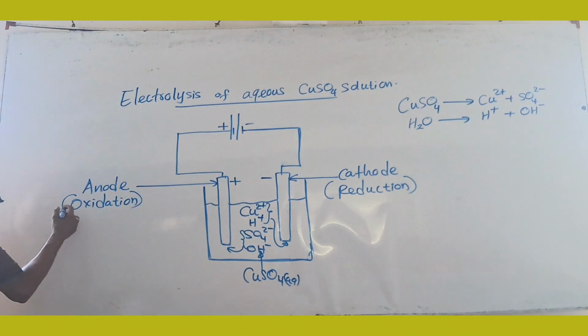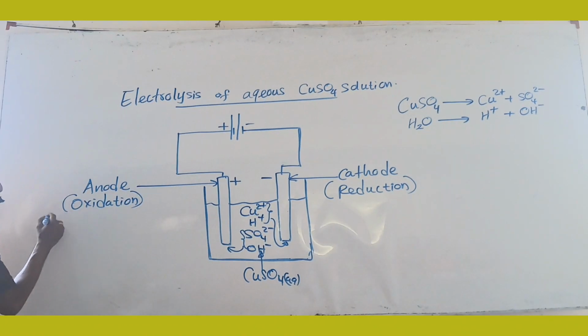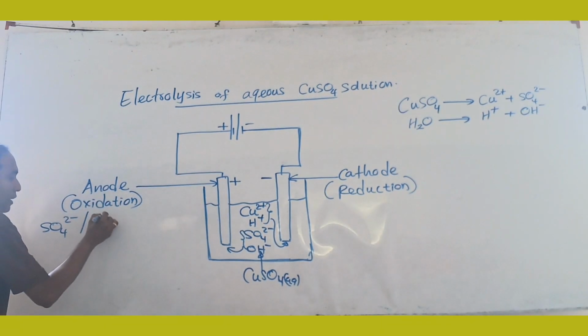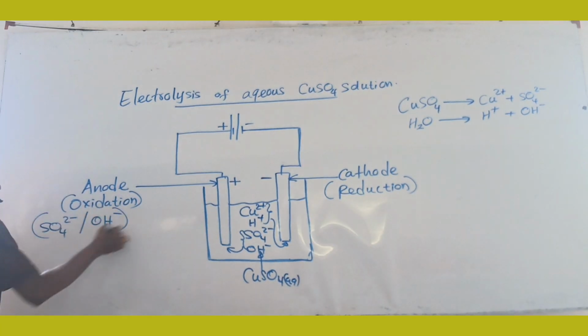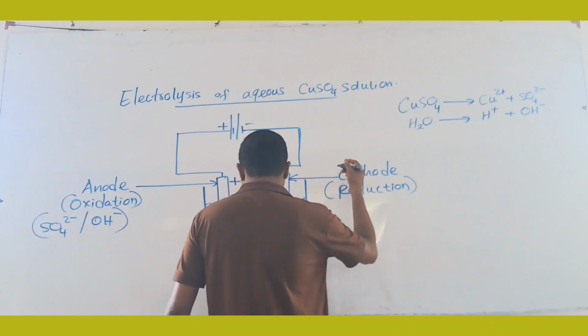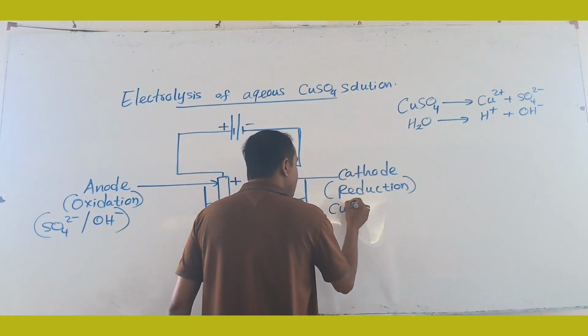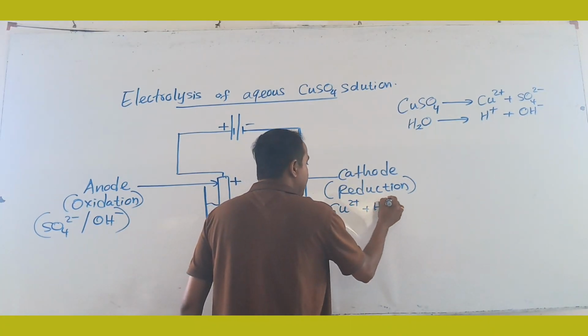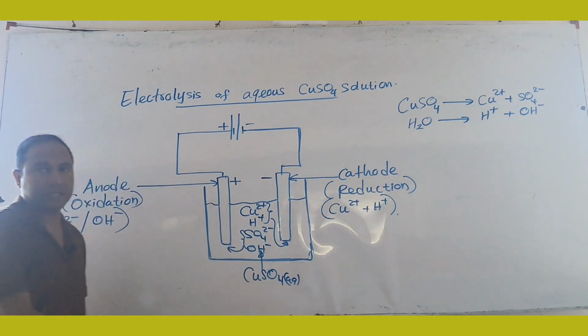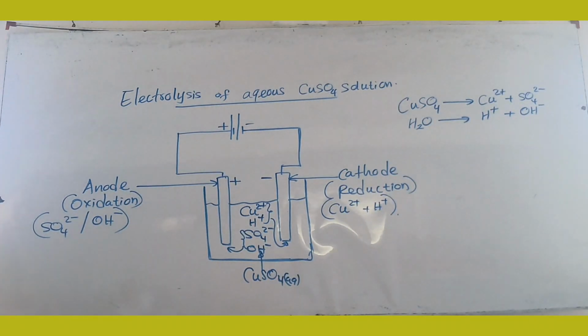So what ions are near the anode? SO4 2- and OH- ions. What ions are contained near the cathode? Cu2+ and H+. Right. Then we will go to the chemical reaction. What is the chemical reaction that occurs near the anode?